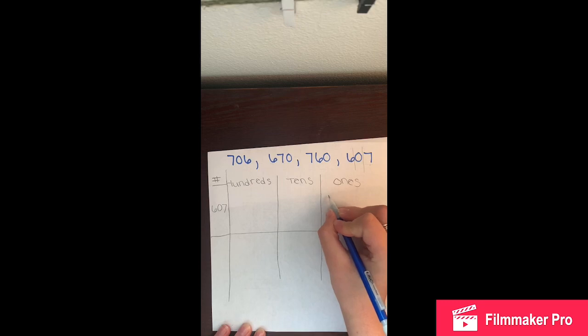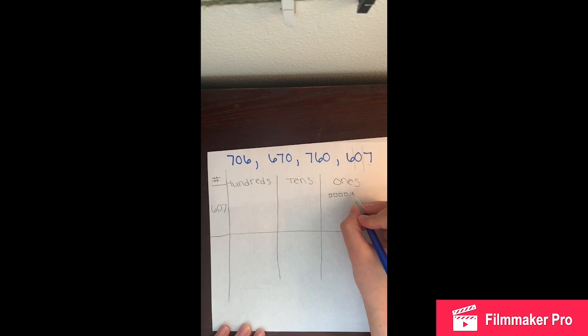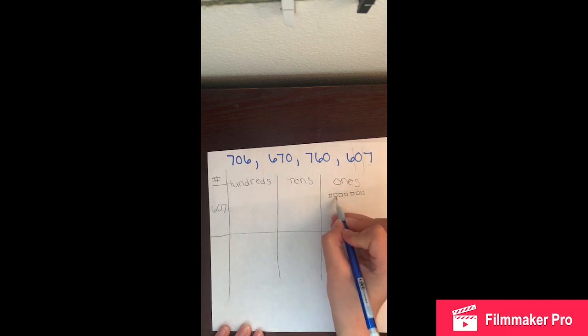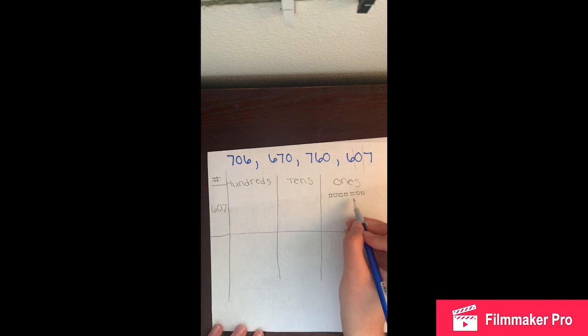I'm going to use little squares here, okay? So I'm going to do 7 individual little squares here, since I know there are 7 units, or 7 ones, in 607. Okay, so we're going to count this. 1, 2, 3, 4, 5, 6, 7. So I have 7 ones in 607.